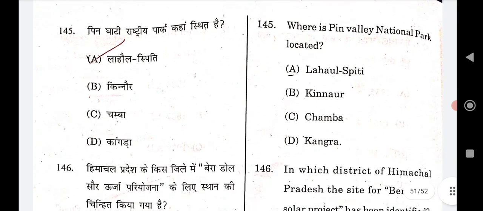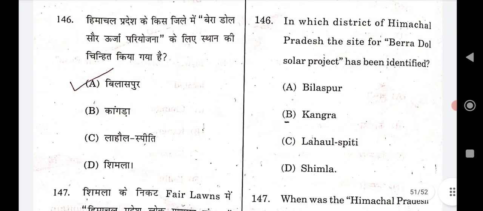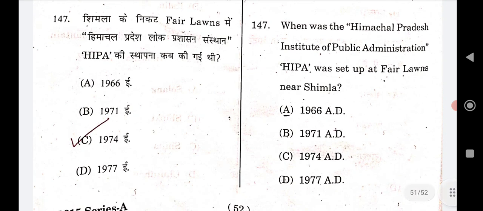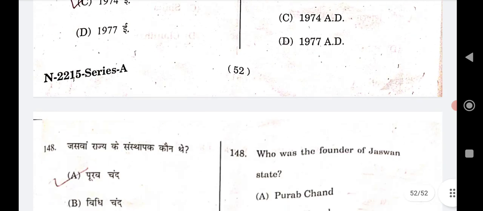Where is Pin Valley National Park located? Lahul Spiti. A is the correct one. In which district of Himachal Pradesh has the site for Bera Dol solar project been identified? Bilaspur. A is the correct one. When was the Himachal Pradesh Institute of Public Administration set up at Fair Lawns near Shimla? 1974 AD is the correct option, option C.